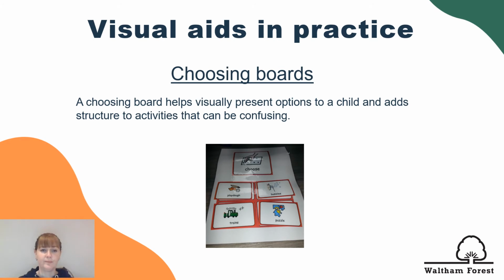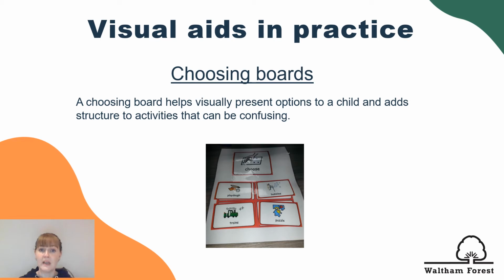Choosing boards. A choosing board helps to visually present options to a pupil and adds structure to activities that can be confusing. So a choosing board can be used in conjunction with a box of items, maybe a treasure box or a basket, a box of items used for speech and language groups, etc., to help the pupil to access the activity. So show the pupil the box and then present them with the choosing board. Display the symbols or photographs of the items in the box that they can choose from.